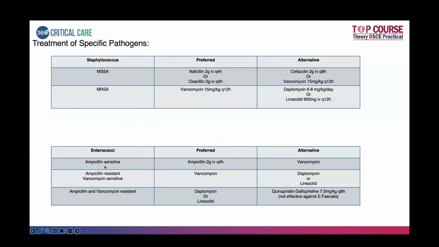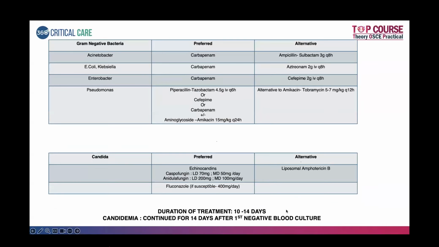So for Enterococcus, if it is ampicillin sensitive, you go with ampicillin. The alternative is vancomycin. If it is ampicillin resistant but vancomycin sensitive, then you go with vancomycin, and the alternative is daptomycin or linezolid. Whereas if it is ampicillin and vancomycin resistant, then you will have to go with either daptomycin or linezolid. But the alternative would be the quinupristin dalfopristin combination, which is not usually effective against Enterococcus faecalis.